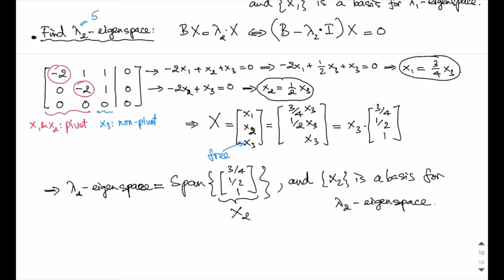So this matrix B produces two lambda values and hence gives two different eigenspaces. Each eigenspace is a one-dimensional space. So you have two independent vectors, x1 and x2.